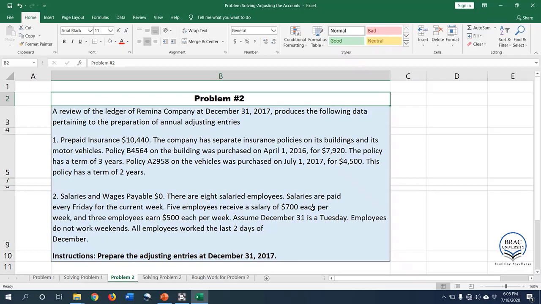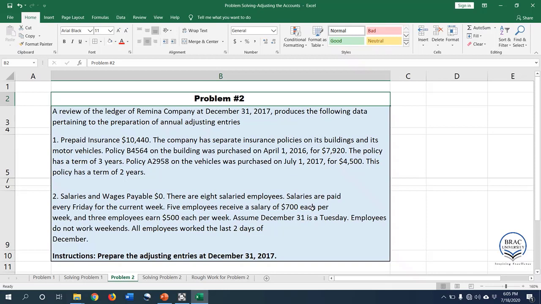Hello students, welcome back. As I have already told you in the previous video, I'll return again with another problem solving from this chapter, adjusting the accounts. So here I am. As I have already told you, in this problem solving class, we will try to solve a comparatively more complicated problem of adjusting entries.